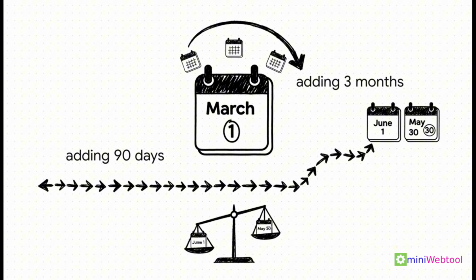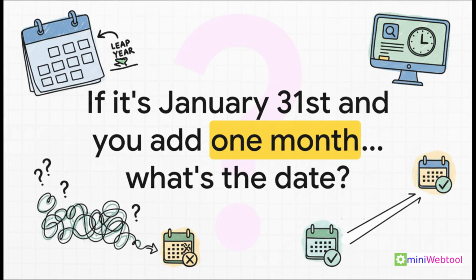Let's go back to that 90-day thing to see this in action. If you start on March 1st and you add 3 months, your calendar app will probably take you to June 1st. But if you actually count out exactly 90 days, one by one, you land on May 30th. That's a 2-day difference. And like we just said, in a legal contract, 2 days can be absolutely everything. The bottom line is, those terms are just not interchangeable. And this leads us right into the month-end trap.